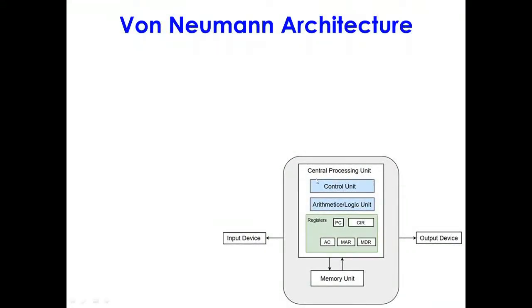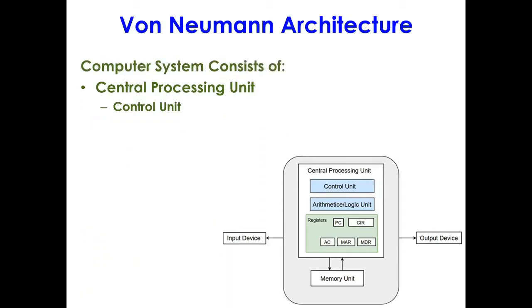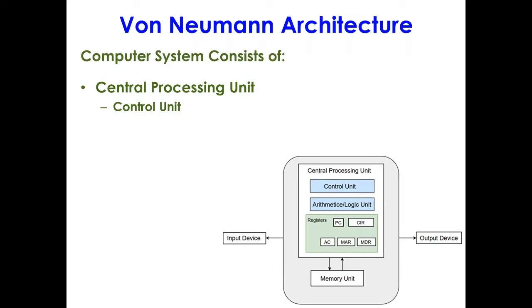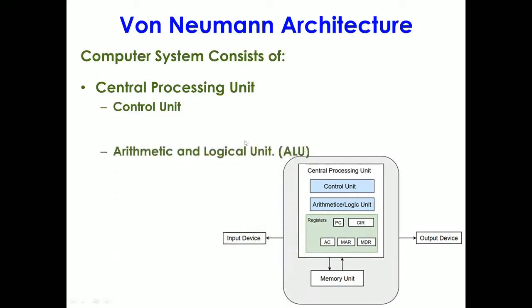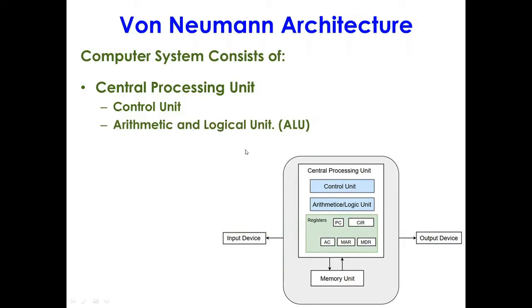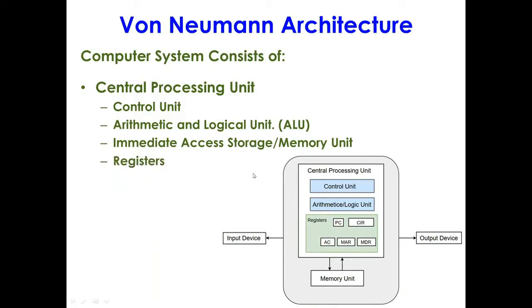Look at the picture. You can see there is a central processing unit, and there is an input device, an output device, and a memory unit. So according to von Neumann architecture, the main parts of the computer were the central processing unit, and the central processing unit consisted of the control unit, the arithmetic and logic unit, immediate access storage or memory unit, and registers.